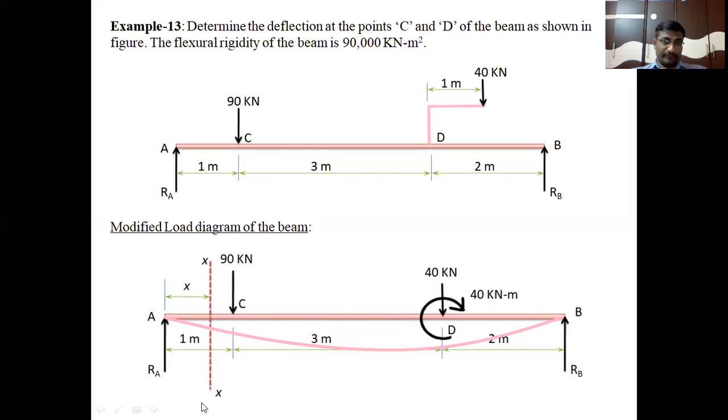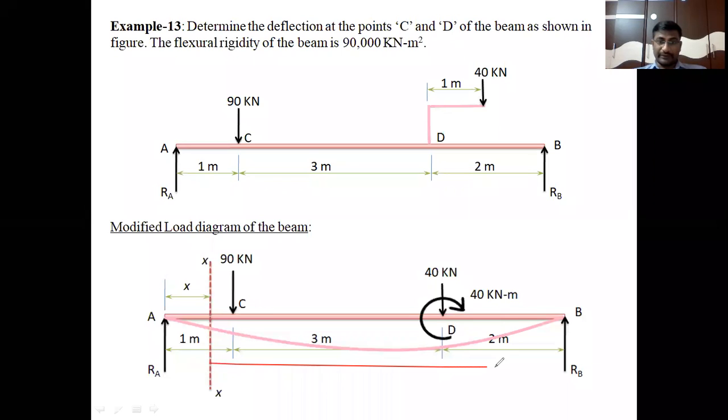Now the bending moment at XX is equal to RB into how much distance? RB into this much distance. How much is this distance? The total distance is 2 plus 3 plus 1, 6 meters. So from 6 meters subtract the X distance, then we get the distance from XX to B. So RB into 6 minus X.